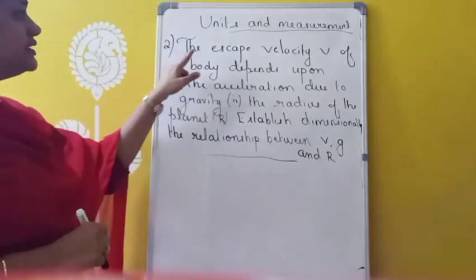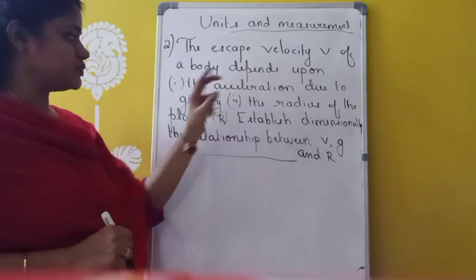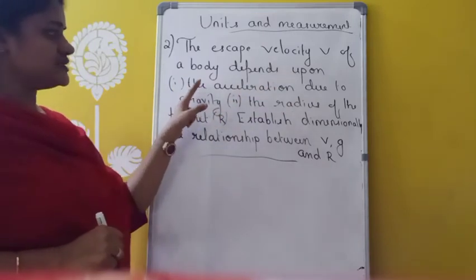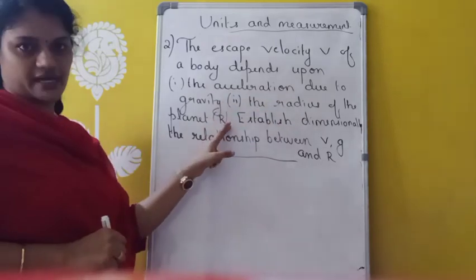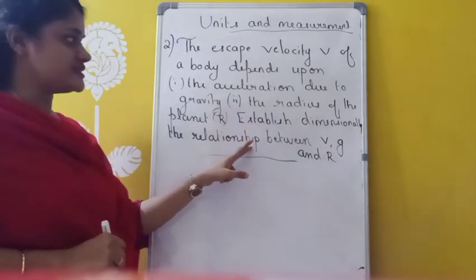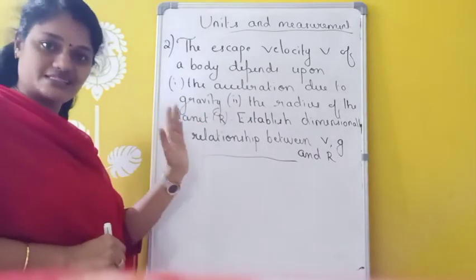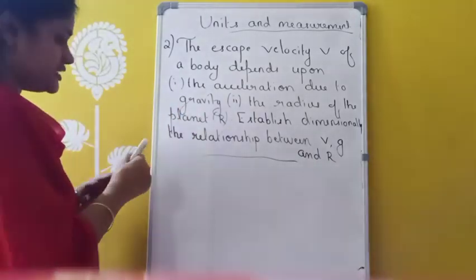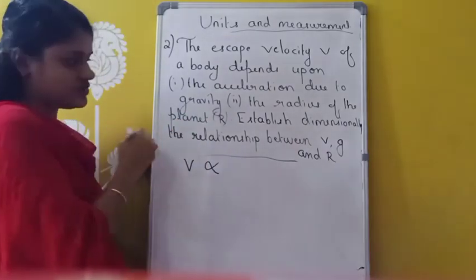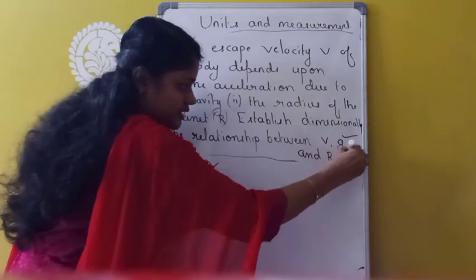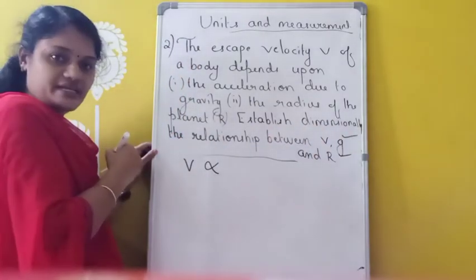Second problem, the escape velocity, symbol is V, of a body depends upon two factors. First one is acceleration due to gravity and second one is radius of the planet, and we have to derive an expression for which one? Escape velocity. Okay, so we know the factors on which this escape velocity depends. Okay, so here it is given escape velocity depends on two factors. What are the factors? G and R. G means acceleration due to gravity and R is the radius of the planet.